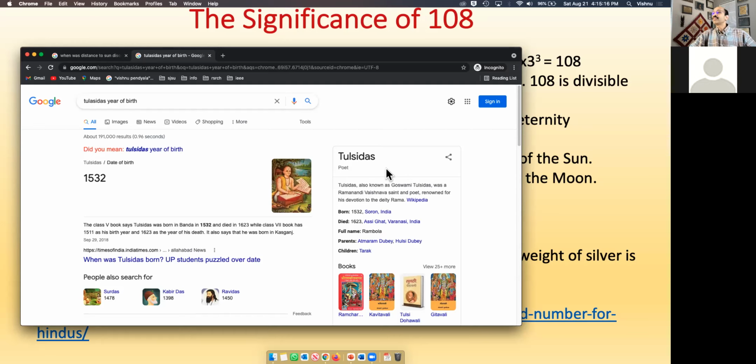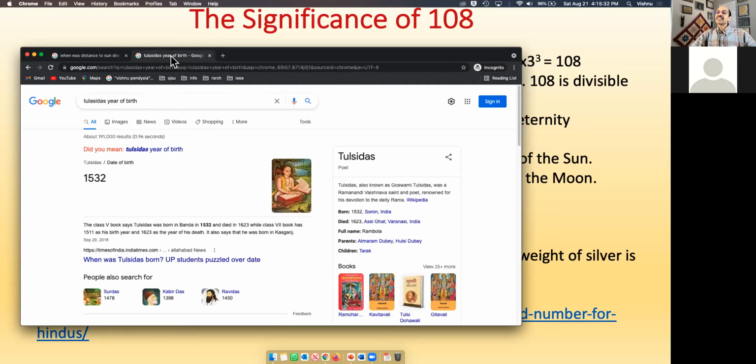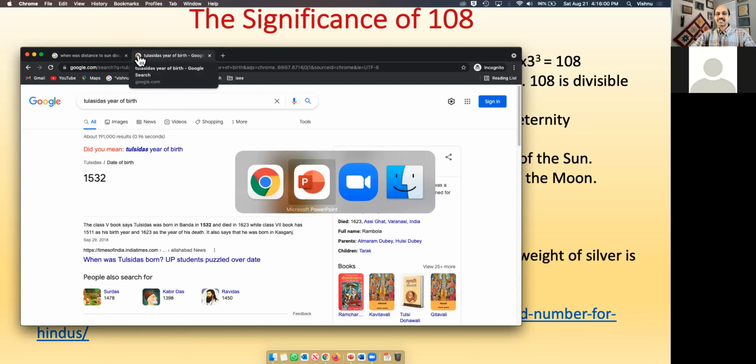So he certainly died before 1623, which is before the time the astronomer Huygens calculated the distance from Earth to the Sun. Wow. See, our culture is so rich. Unfortunately, it did not get the credit that is due to it. Right? So at that time itself, we calculated the distance to the sun and said that the sun, which is at this distance, appeared to be a Madhura Phala, a sweet fruit, to Hanuman, and he jumped to eat it. That's what Hanuman Chalisa says.